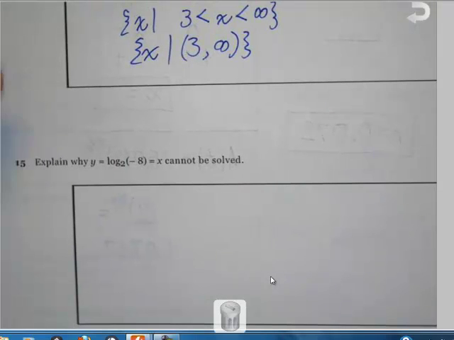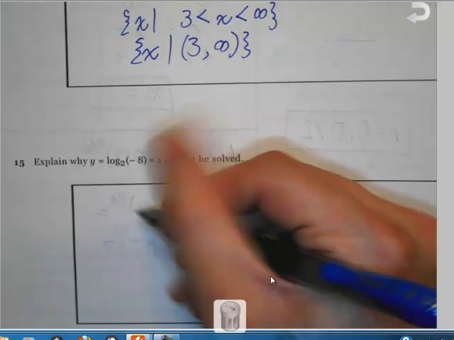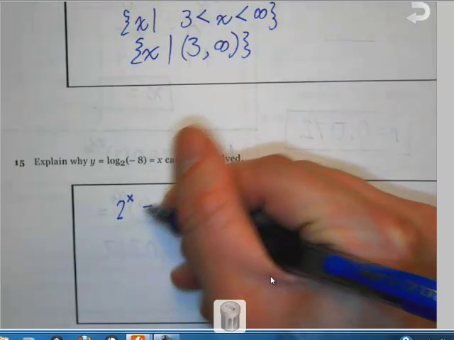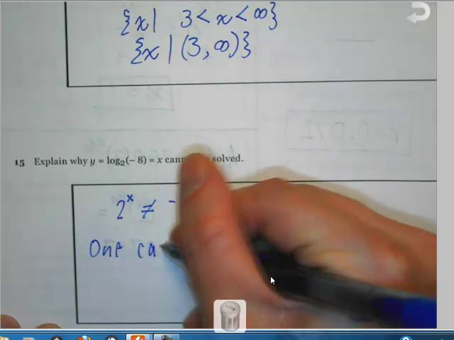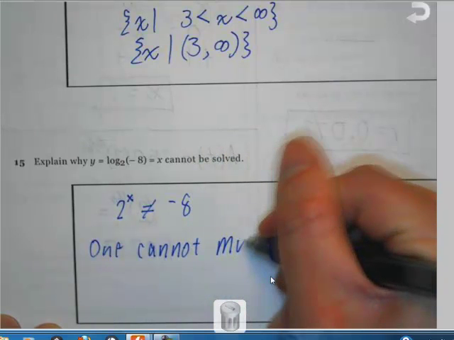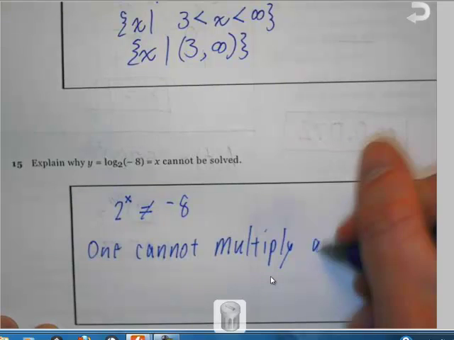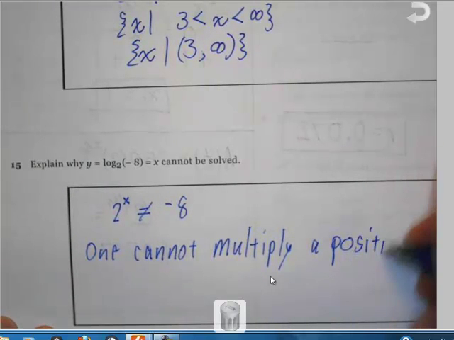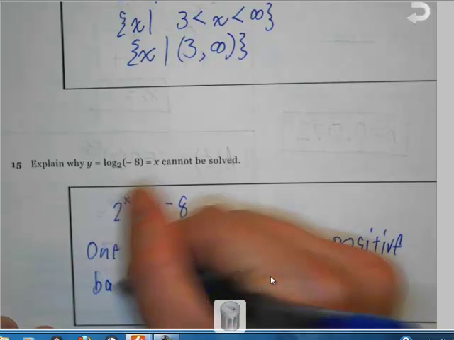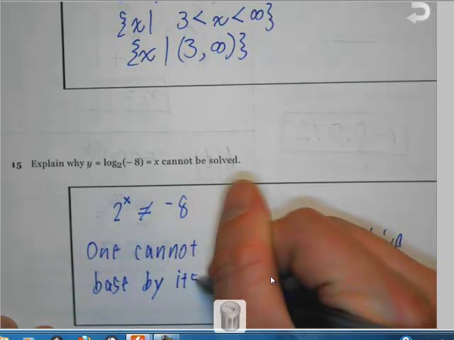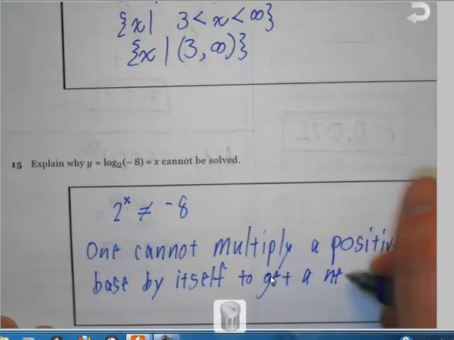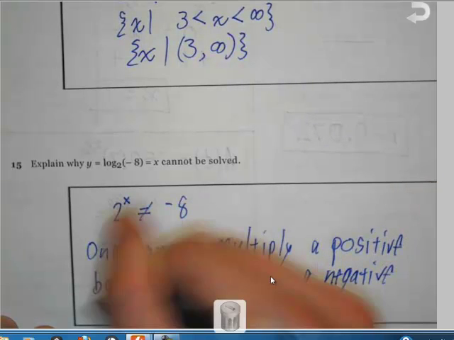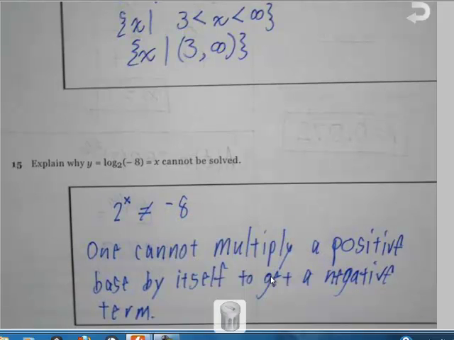Okay, explain why log 2 of negative 8 cannot be solved. What they were asking you to do was to recognize that 2 to the x cannot equal negative 8 because one cannot multiply a positive base by itself to get a negative term. And that's it. Okay.